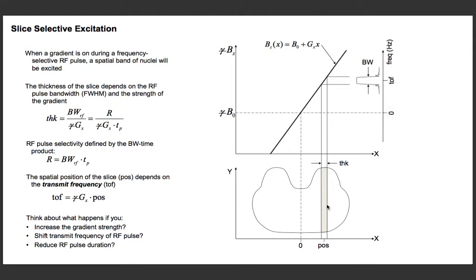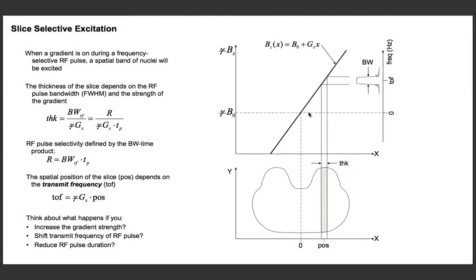Suppose this is a cross section of a subject lying on their back in the scanner, and I want to select a slice through this point in space. But first, think about how I do that. First thing I do is turn a gradient on. I'm going to turn an x gradient on, such that this is a plot of the z component of the magnetic field, and this line represents my gradient.